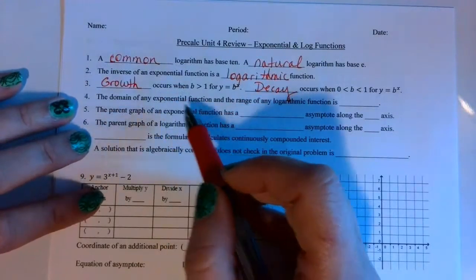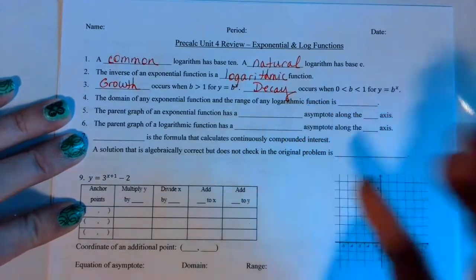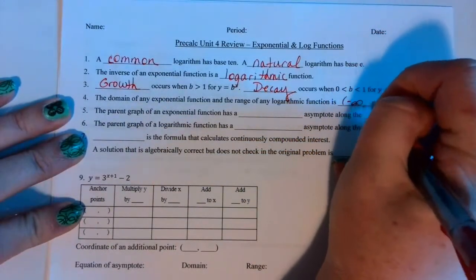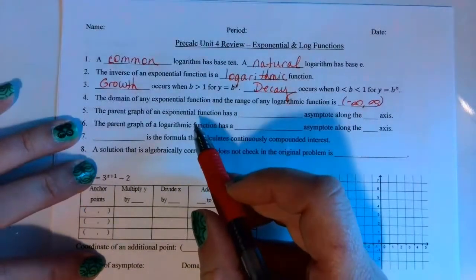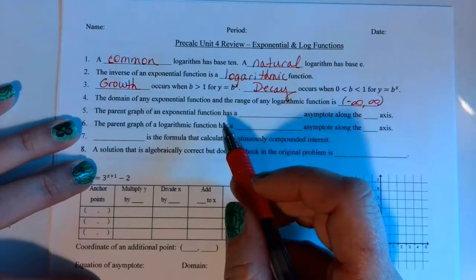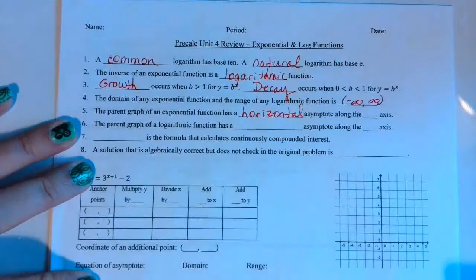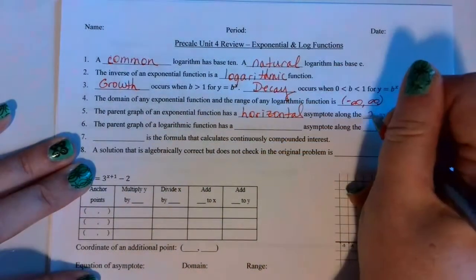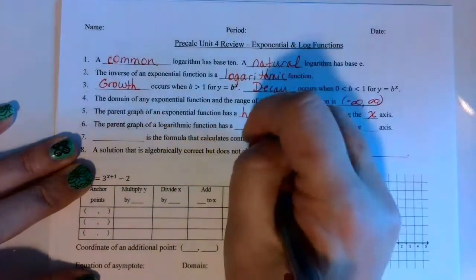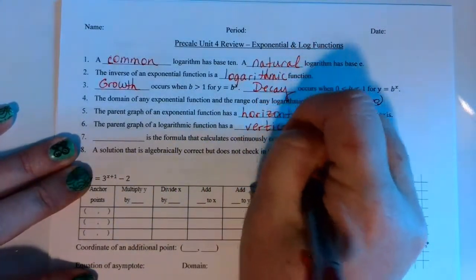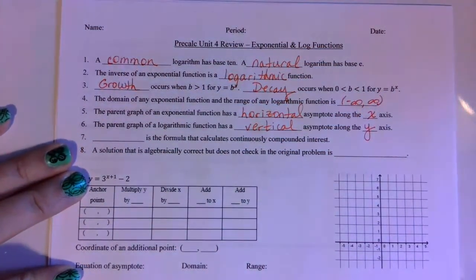Okay, the domain of an exponential function and the range of a logarithmic function is always the set of all real numbers, which is negative infinity to positive infinity. The parent graph of an exponential function has a horizontal asymptote that is along the x-axis. The parent graph of a logarithmic function has a vertical asymptote which lies along the y-axis.